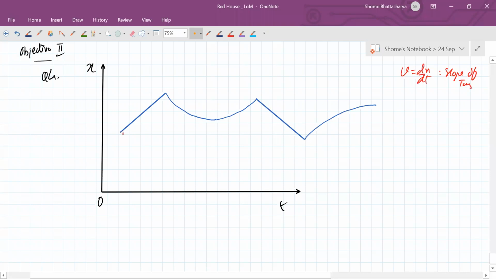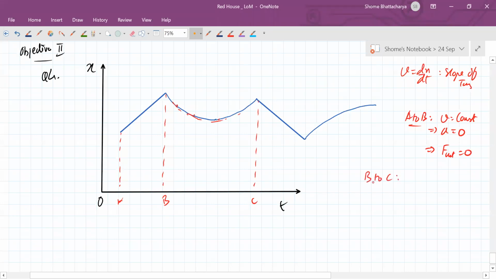Okay, so in this part, here to here, you can see a to b, what is happening, you can see velocity is constant, so that means acceleration is zero, so that means the net force on the body is zero. Okay, whereas between b and c, you can see that the slope is changing, so there's acceleration. So b to c, you can actually see that the slope is increasing.